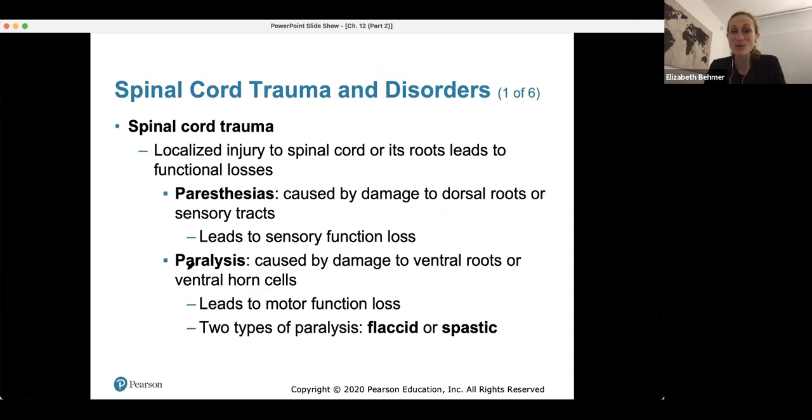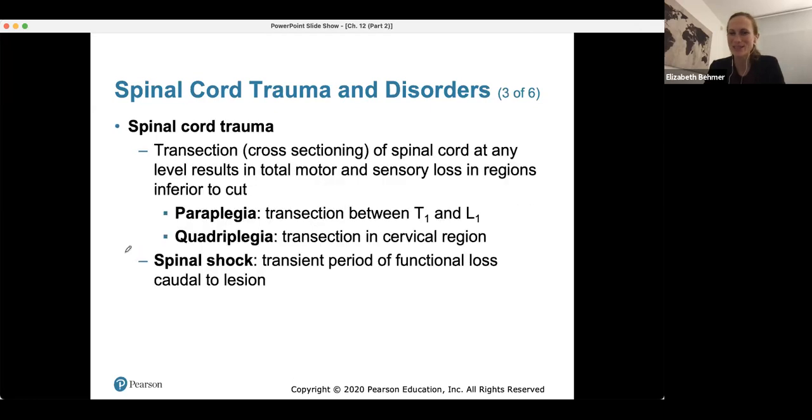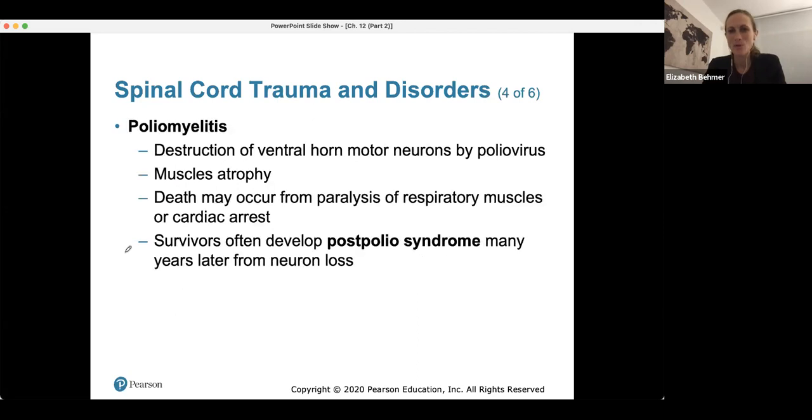All right, spinal cord trauma. We can have paresthesias or paralysis caused by damage to the ventral roots or ventral horn. Again, trauma and disorders of the spinal cord, I won't ask you guys too much about it, but I think it's interesting, so I included it here. If you think of a paraplegia or quadriplegia, where there's a complete transection of the spinal cord, it would result in total motor and sensory loss in all the regions inferior to that cut. Poliomyelitis is the destruction of the motor neurons by the polio virus, where the muscles atrophy, especially paralysis of the respiratory muscles, your diaphragm.